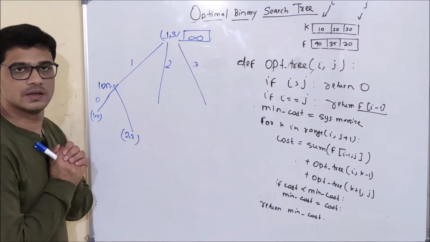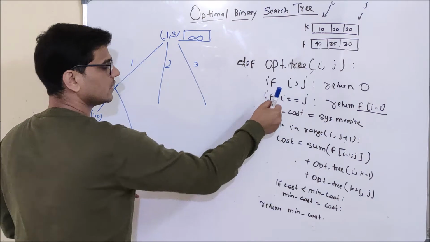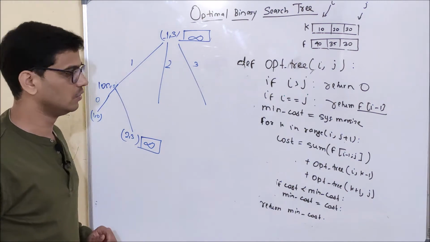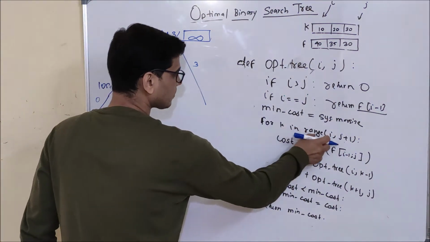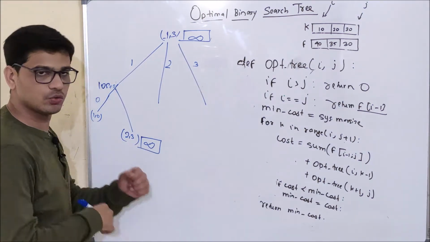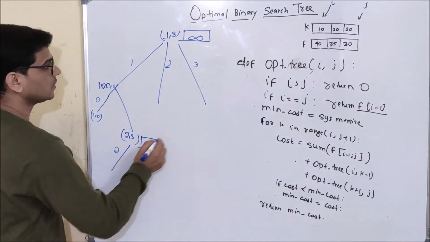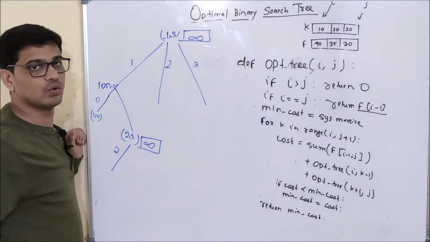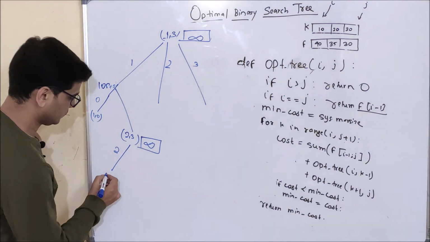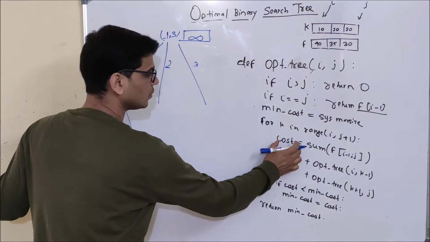Now optree(2, 3) will come for its execution, and this condition will be checked and it will be false, this condition will also be false, so it will create a min cost variable for itself. Then for k in range 2 to 3 plus 1, that is, it will run for 2 and 3, that is, it will try to make 2 and 3 root one by one. So first it will run for k equal to 2, that is, it will make 20 root. Don't mix up 2 and 20. So first it will make 2 a root, and when it makes 2 a root, it will calculate the cost.